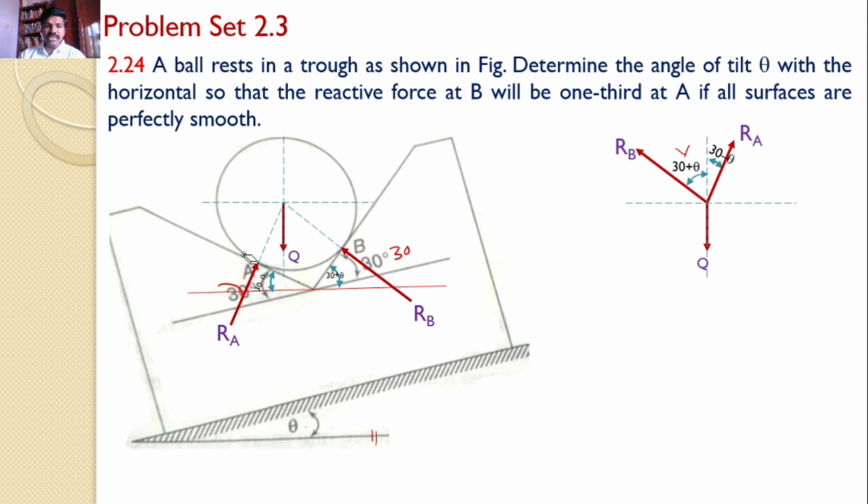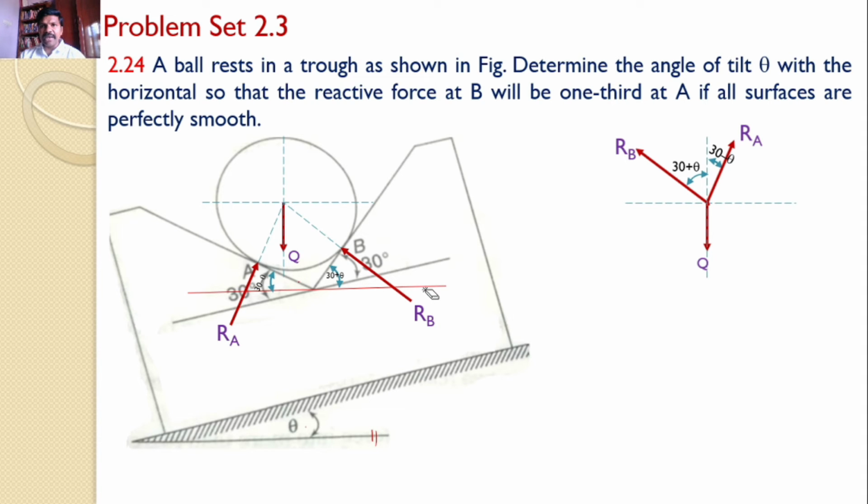Now, just look at this. This is a three force system, and all three forces intersect at one particular point, and all three forces are divergent. So I can comfortably apply the concept of sine rule. That means Q divided by sine of the angle between these two forces. How much is the angle between these two forces? 30 plus theta plus 30 minus theta. Like that, I can find the angle between all these three forces.